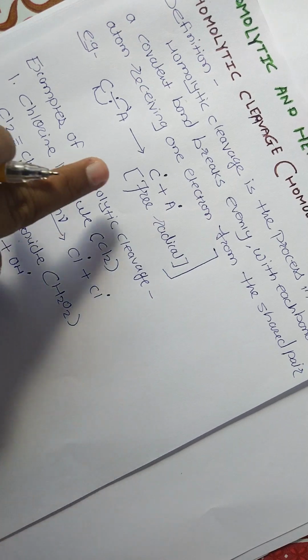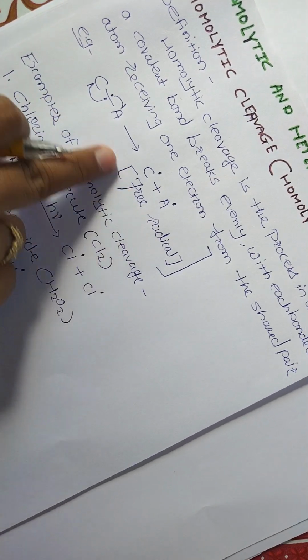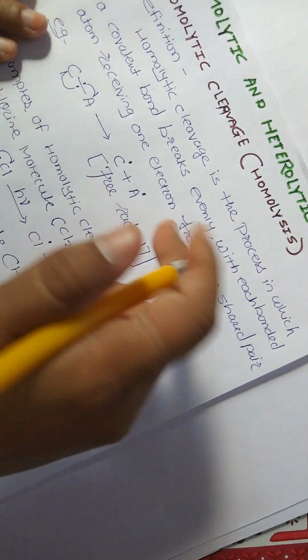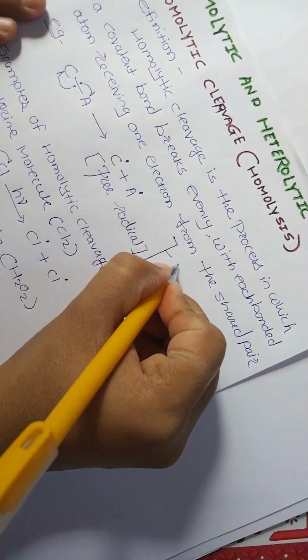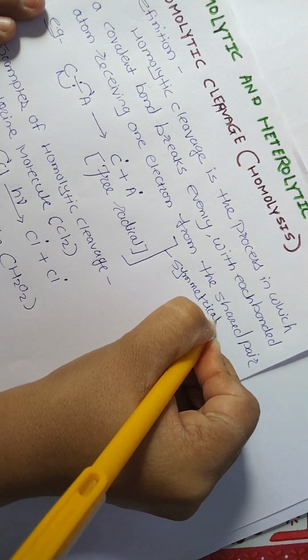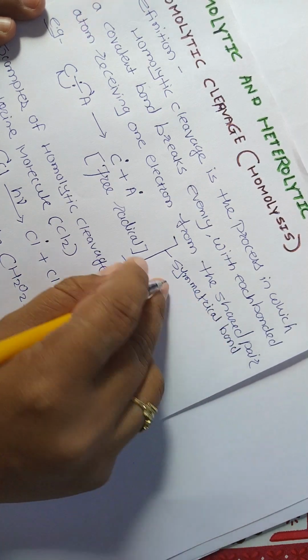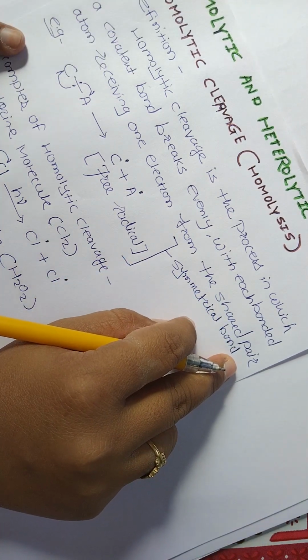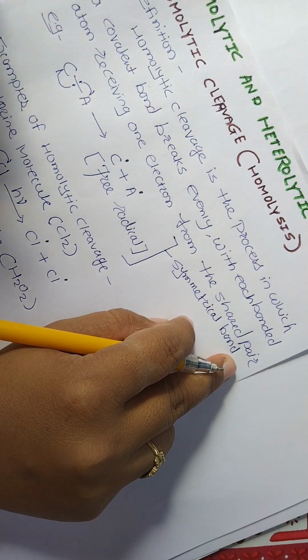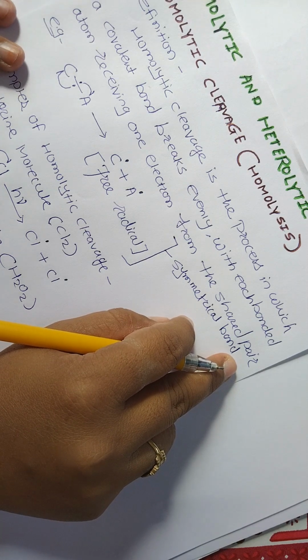Now we'll see in which conditions this homolytic cleavage happens. So the first condition is symmetrical bond. Whenever symmetrical bond is there, the homolytic cleavage happens. जब भी symmetrical bond होगा दोनों कोई भी दो एटम में, तो वहाँ पे homolytic cleavage होगा.